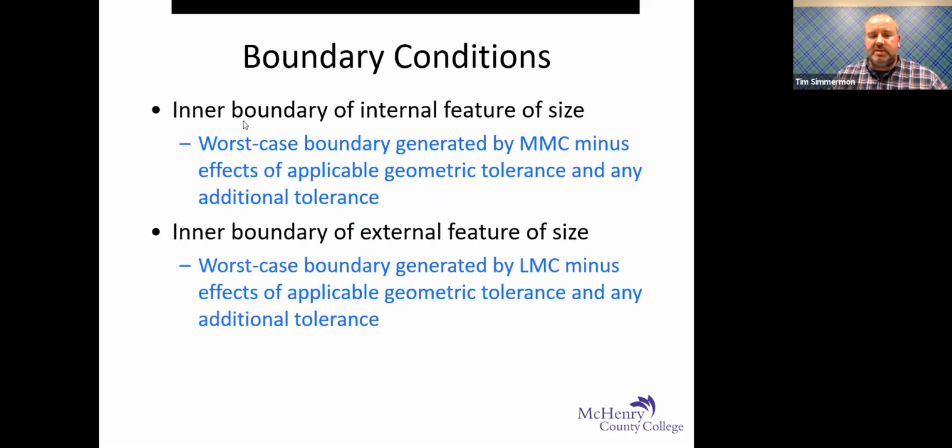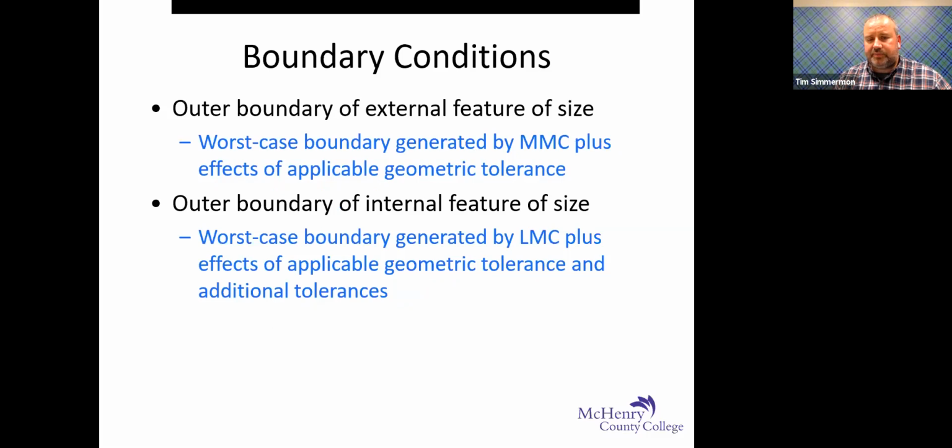Inner boundaries of internal features of size create that worst case boundary. Inner boundaries of external features of size are worst case boundaries generated by the least material condition. Again, a lot of crazy information here that you guys will read a little bit about between now and the next class, and then we start to get to apply it a little bit when we start talking about some of the tolerancing that goes together with GD&T.